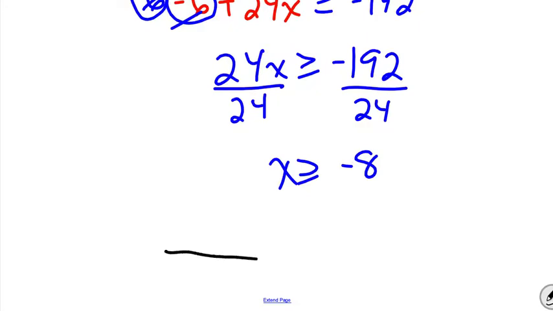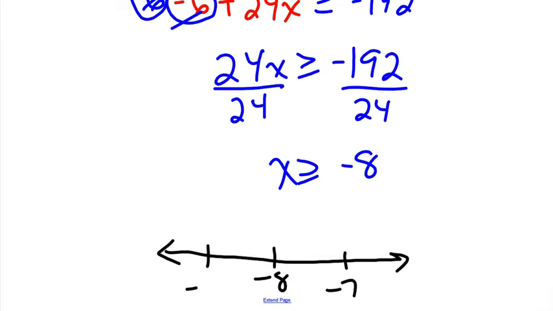When we graph this on the number line, we want to go ahead and put that number in the middle. So I'm going to put -8 in the middle, one number greater than it on the right, one number less than it on the left. At -8, this is greater than or equal to, so at -8, we're going to put a solid circle, so put your solid dot there, and then shade to the right.